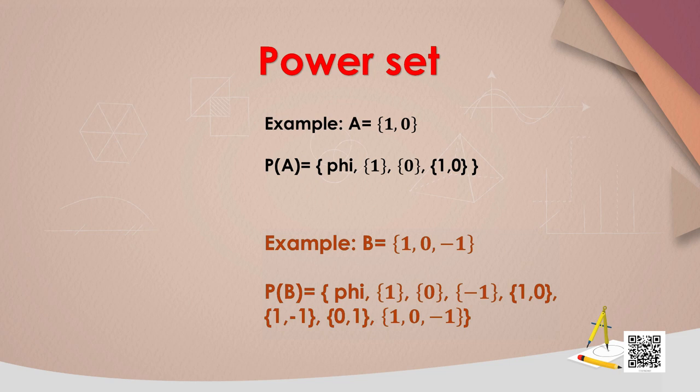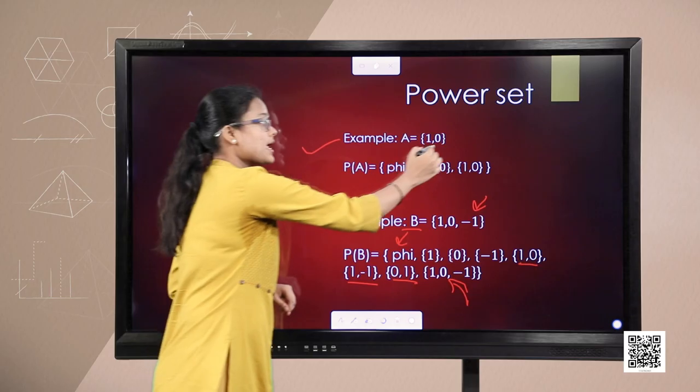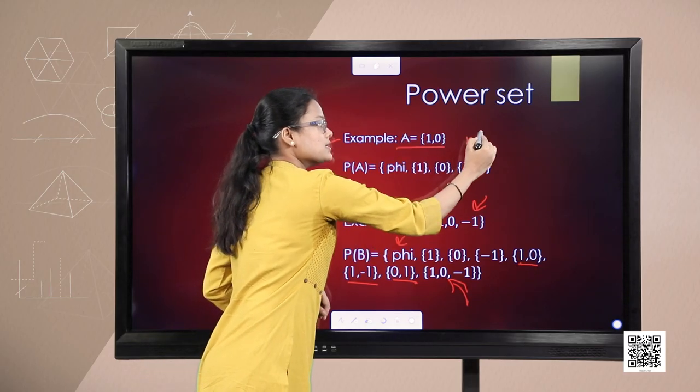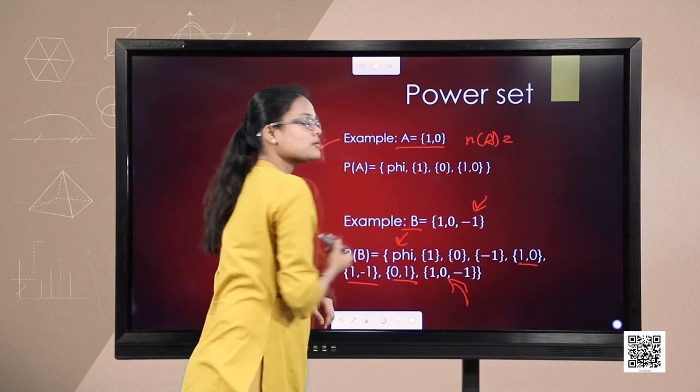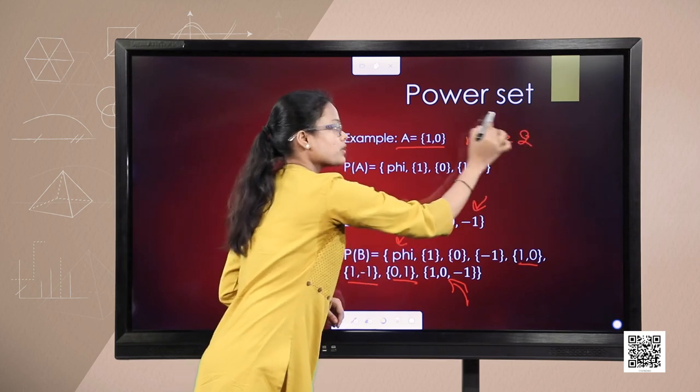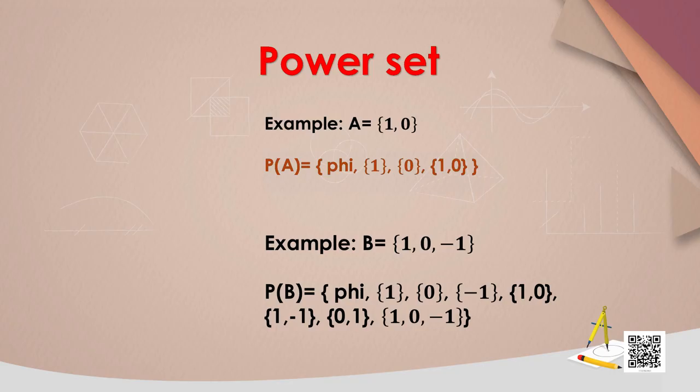Okay? So, this set is representing the power set of set B, which is having three elements, 1, 0 and minus 1. Students, notice that if A has how many elements? 2. Then, the number of elements in its power set is how many? You may see.